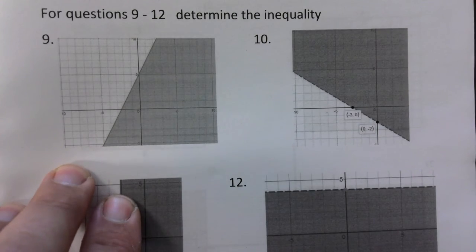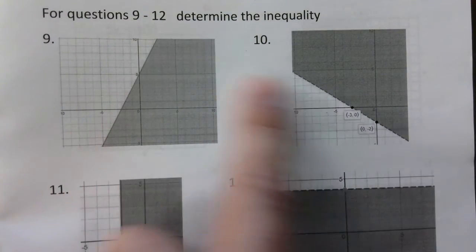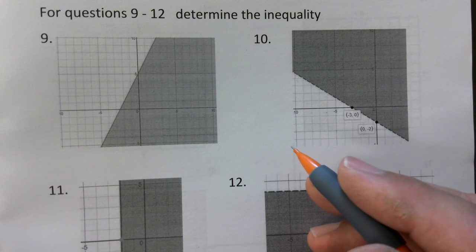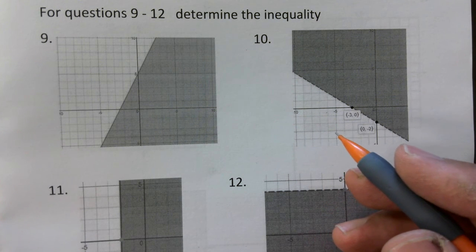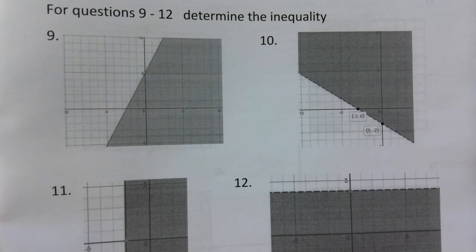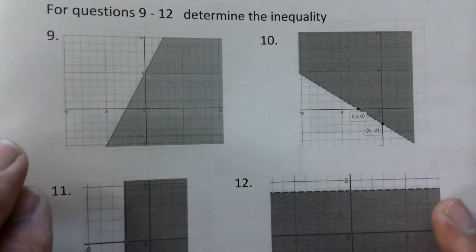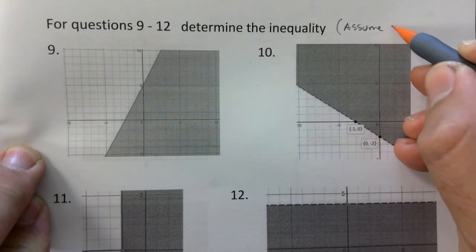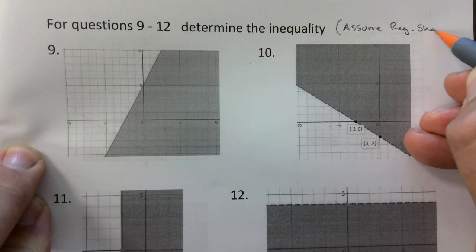Okay, go over to page 3, please, where you see these graphs. I will tell you this because otherwise you're going to be frustrated, so you have to listen. Unless I tell you otherwise, you assume regular shading. If it's not stated anywhere, you assume that the shaded region is the true region. So how about this? We do this. Assume regular shading.